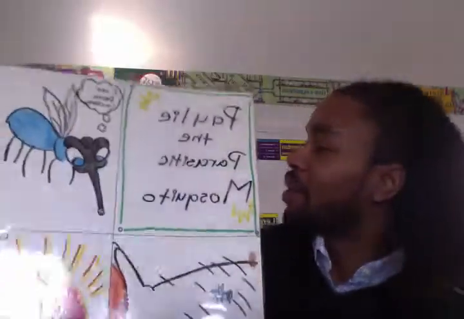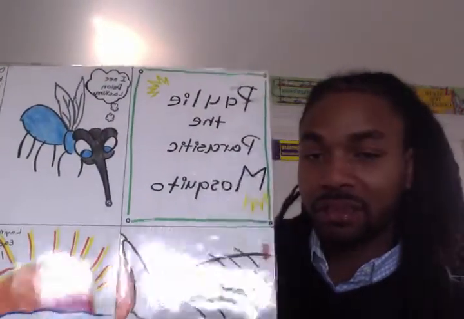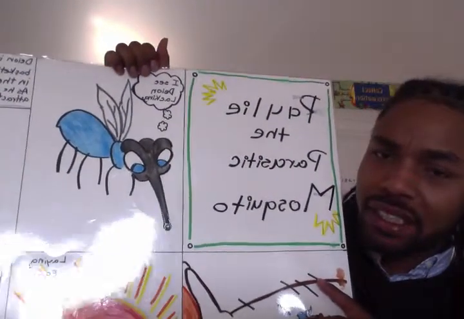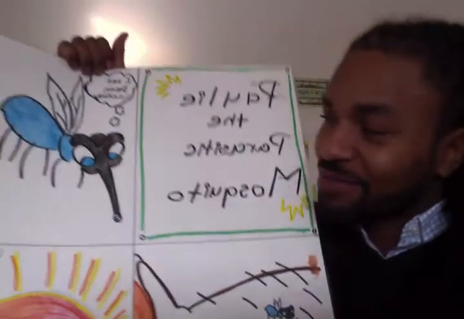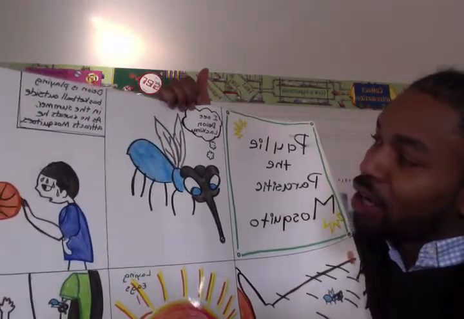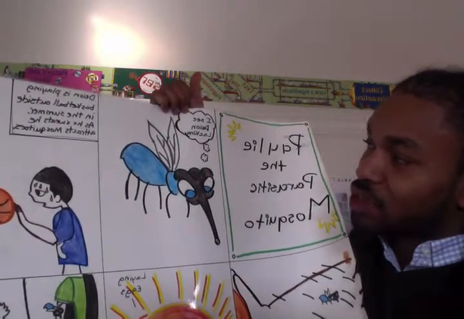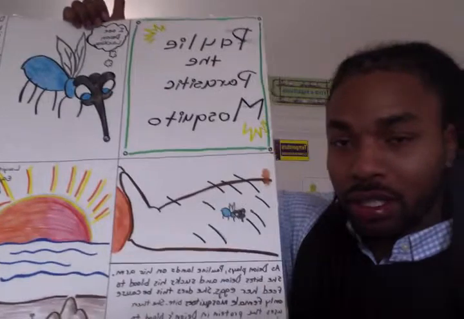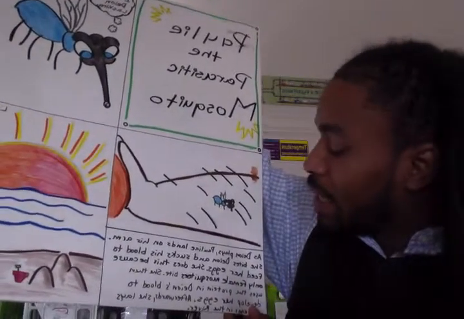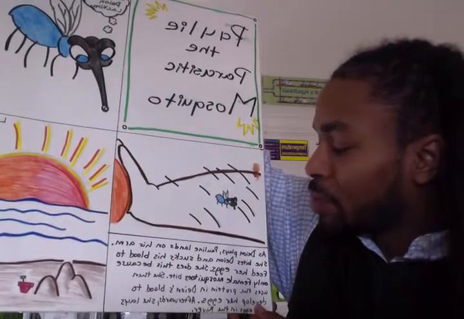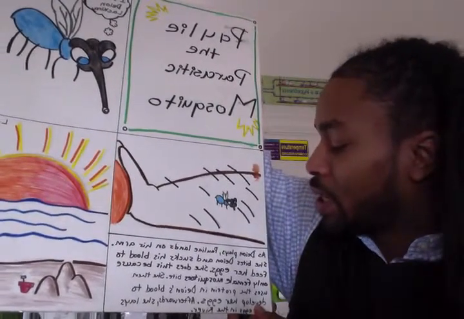Once again, we're coming back to Pauly, the parasitic mosquito rather. Ooh, I see Dion lacking over there. Second panel. Dion is playing basketball outside in the summer. As he sweats, he attracts mosquitoes. You see Dion playing basketball. Now we come down here. As Dion plays, Pauline lands on his arm. She bites Dion and sucks his blood to feed her eggs.